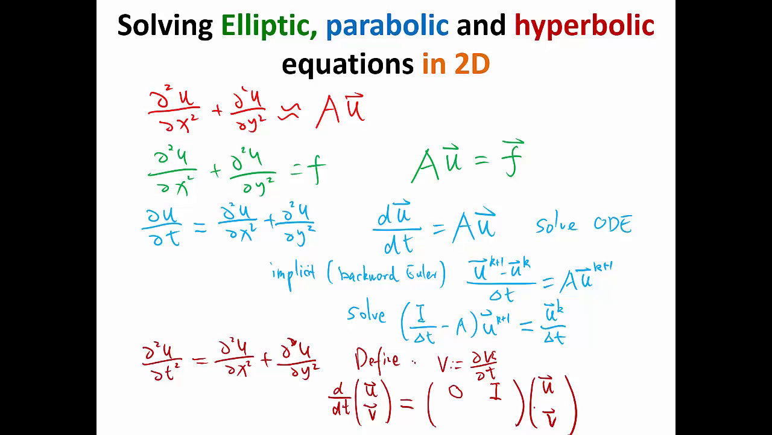Now somebody tell me what the second row is. What is the second row of the matrix? Yes. A and 0, yes. Great. Because the first order derivative of v is exactly the second order derivative of u, which by this equation is approximated by A times u.